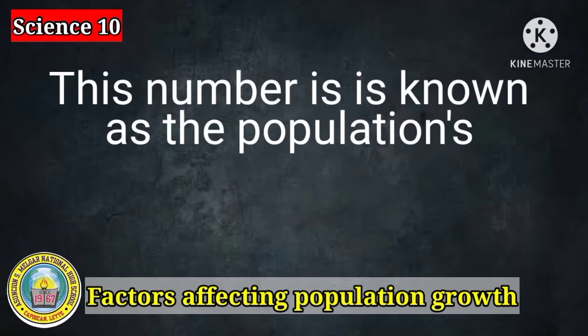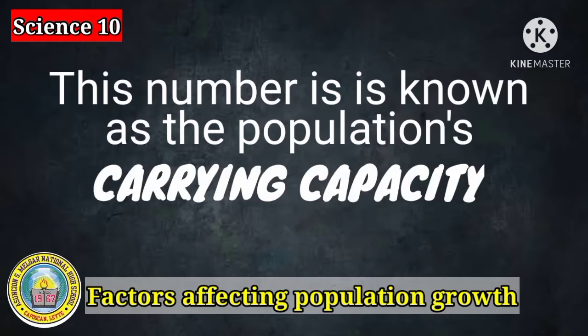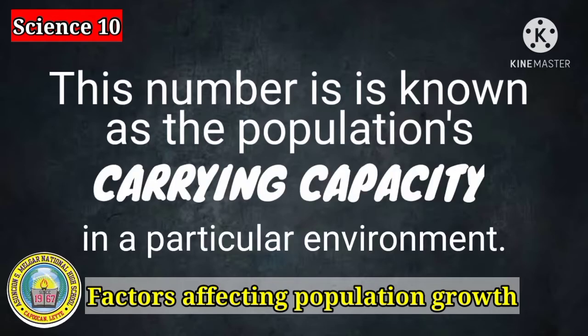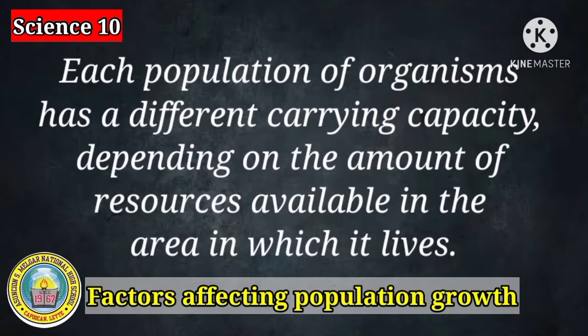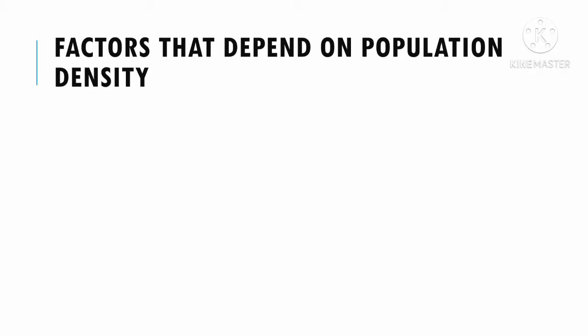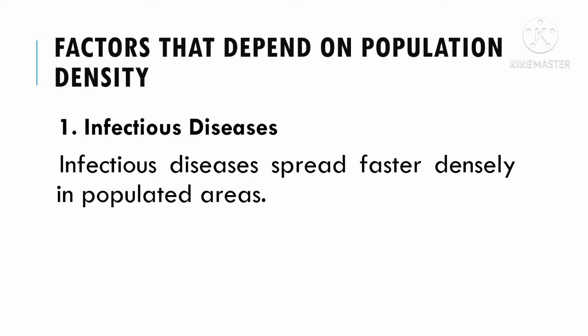This number is known as the population's carrying capacity in a particular environment. Each population of organisms has a different carrying capacity, depending on the amount of resources available in the area in which they live. Let us now look at the factors that depend on population density. Number one is infectious diseases. Infectious diseases spread faster in densely populated areas.